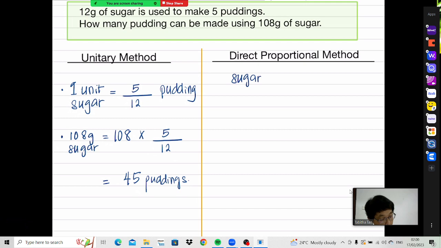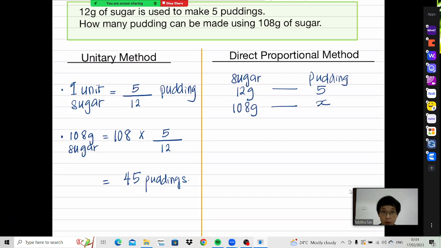Then if you want to use the direct proportional method, in the same way we are interested to compare sugar and pudding. Right, so now what's given to us: 12 grams will make 5 puddings. Now how many puddings? We just put an X, an unknown. You can put M, you can put P, whatever letter, or if you want to draw a flower, it's up to you. I will just put an X, which is much better than drawing a flower. So now how many puddings can be made when we put 108 grams?